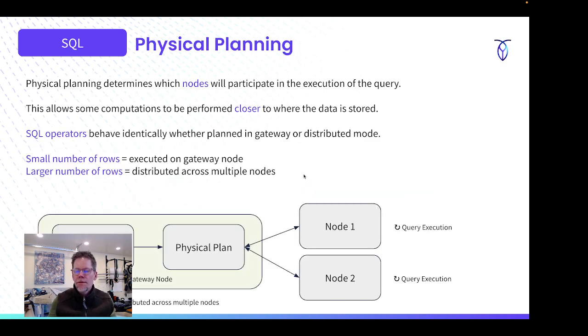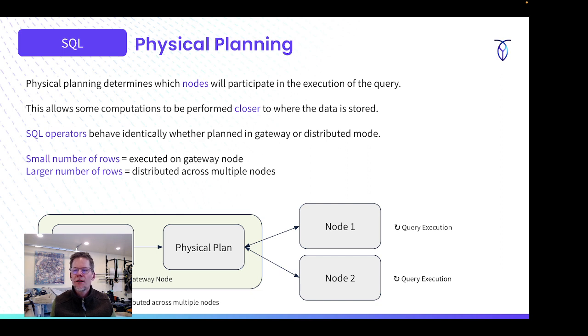So one interesting feature of CockroachDB at the SQL layer is the physical planning. Because we have a distributed system with a lot of nodes, the physical planning determines which nodes will participate in the execution of the query. And that also allows some computations to be performed closer to where the data is stored.